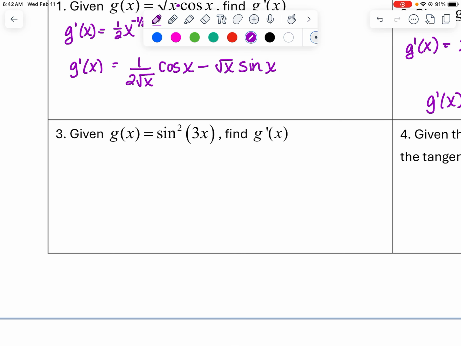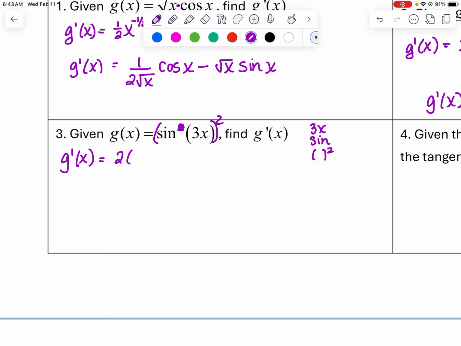Number 3, this is chain rule. So we have function inside of another function inside of another function. So what do we have here? We actually have 3x inside of sine, which is inside of a squared. And so to do chain rule, we do everything in that order, or that reverse order. So power rule first. Remember, this is sine of 3x all squared is what that squared there means.